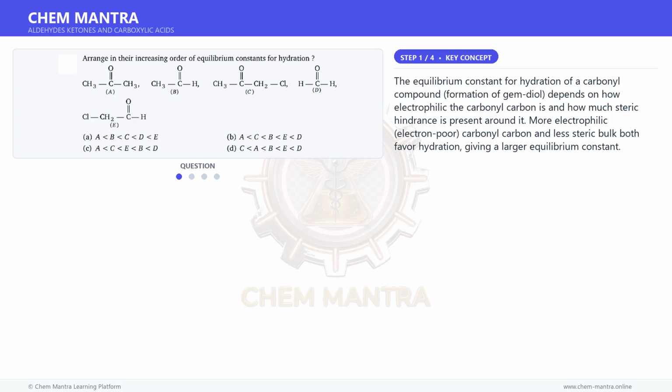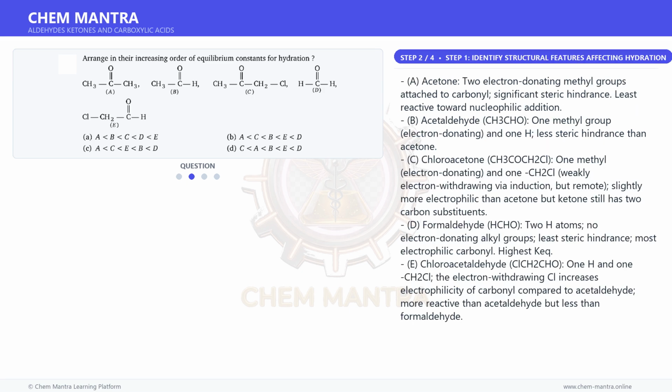The equilibrium constant for hydration of a carbonyl compound, formation of gem-diol, depends on how electrophilic the carbonyl carbon is and how much steric hindrance is present around it. A more electrophilic, electron-poor carbonyl carbon and less steric bulk both favor hydration, giving a larger equilibrium constant. Moving on to the next step.